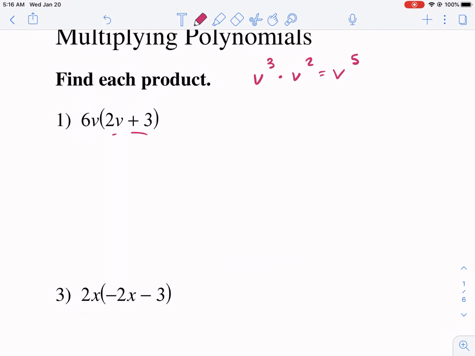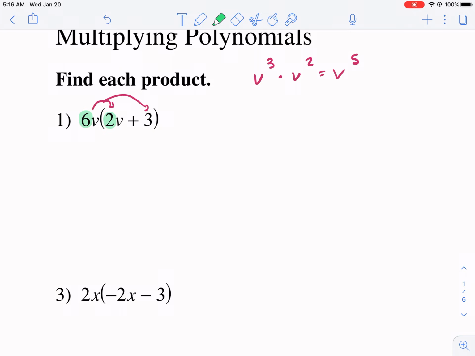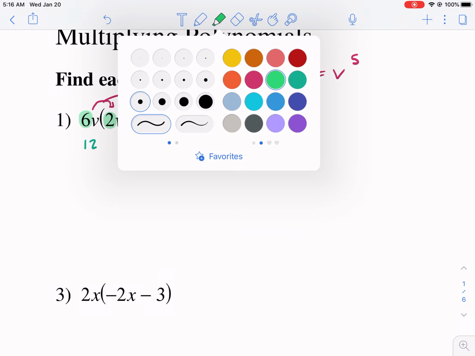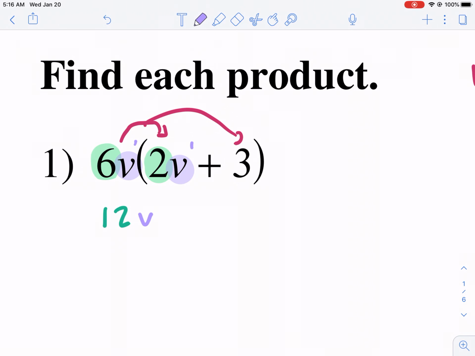Inside the parentheses first, there's nothing to combine there, but outside we can distribute. You multiply the 6v times the 2v and the 3. We have the 6 and the 2. You multiply the coefficients and you get 12. And then you have the bases, v and v. The base stays the same as v, but then we add the exponents. There's an implied 1 for both of these, so 1 plus 1 is 2. V times v is v squared, v times itself twice.